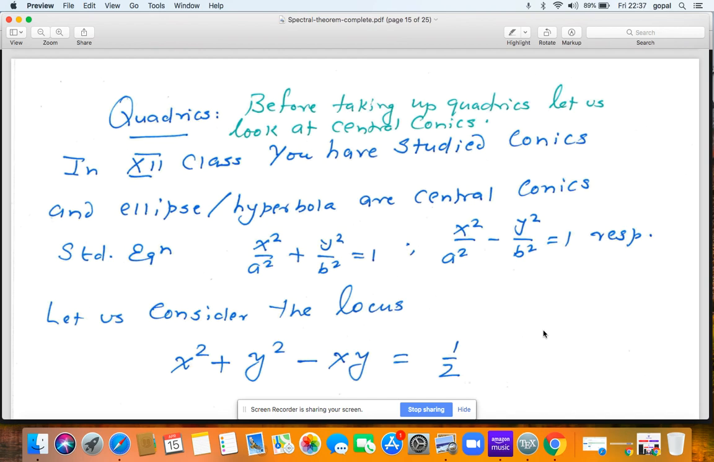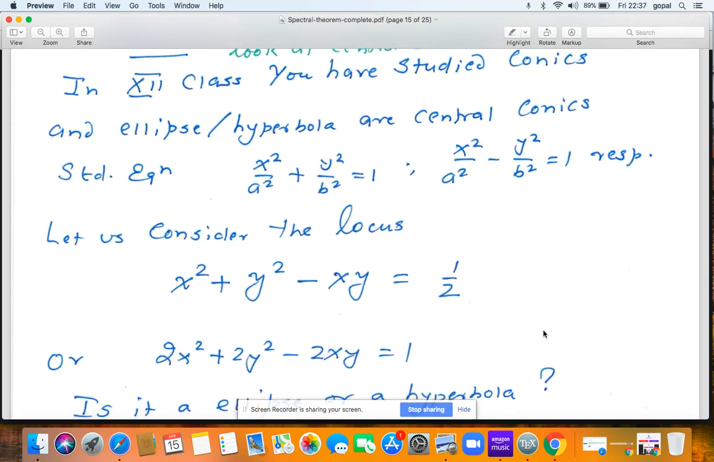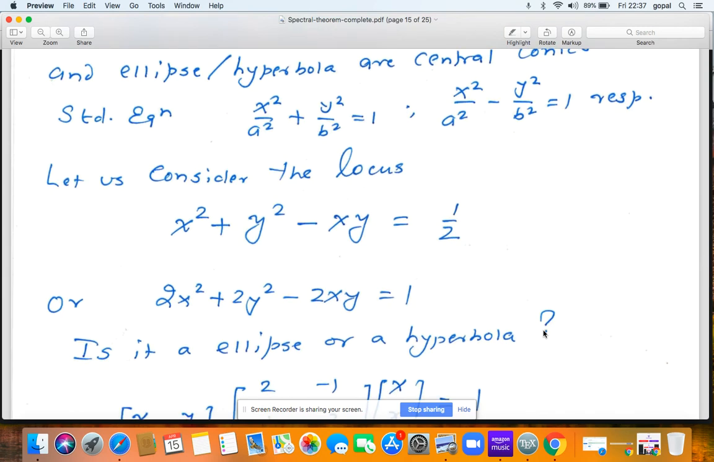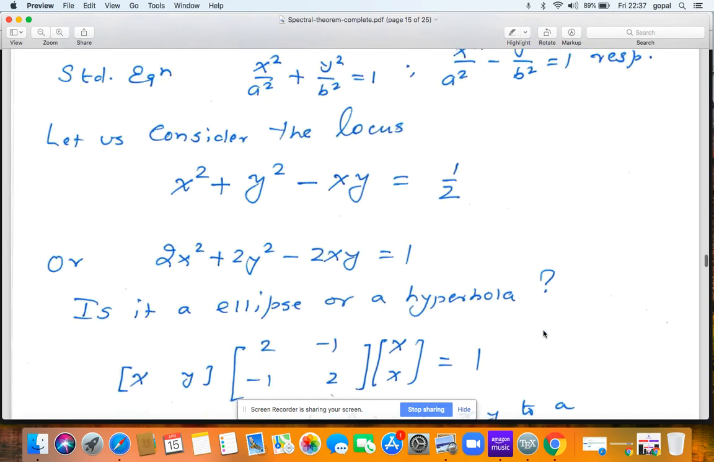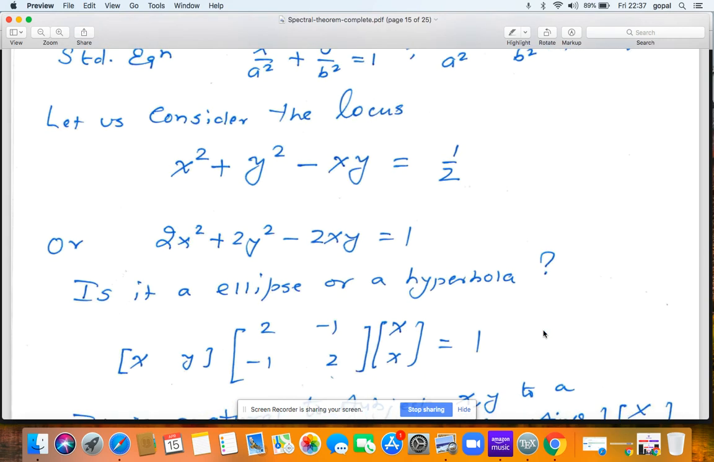And you have studied these conics with standard equation x squared upon a squared plus y squared upon b squared equal to 1, and x squared upon a squared minus y squared upon b squared equal to 1. Now let us consider a slightly different type of locus, x squared plus y squared minus xy equal to half. Just clearing the denominator, 2x squared plus 2y squared minus 2xy equal to 1. What kind of a locus is this? Is this locus an ellipse or a hyperbola? Let us examine this problem.